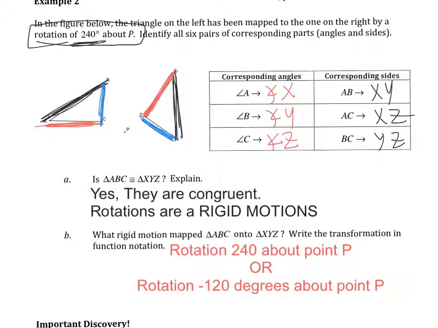Now, ironically, this happens also with the side lengths. So AB over here is the first two letters, and XY is the first two letters in your second triangle. AC is the first and third letter, XZ is the first and third letter, and the last one, BC, is the second and third letter, and YZ is the second and third letter there. So the order in which you write these triangles really matters, and please make sure that you pay careful attention to that. Let's take a look at the next page, please.